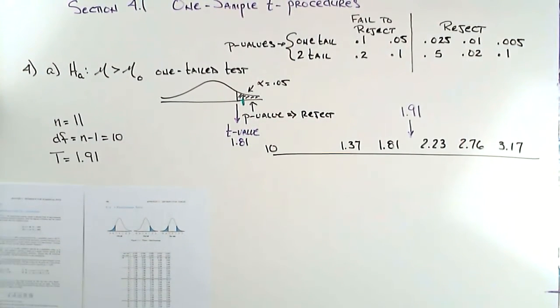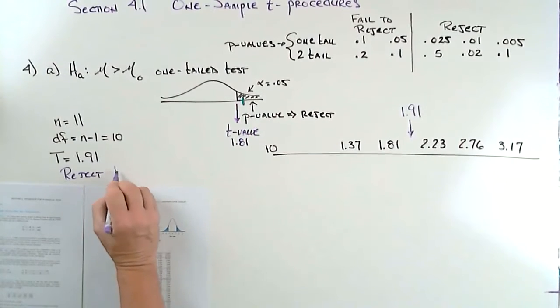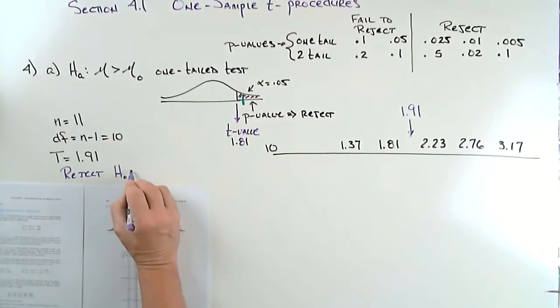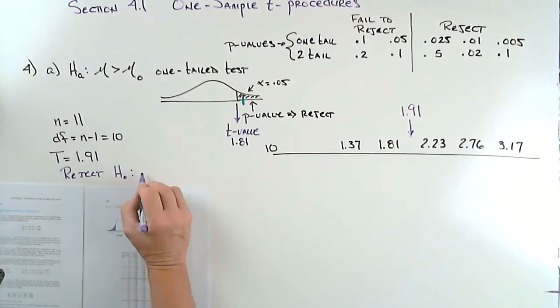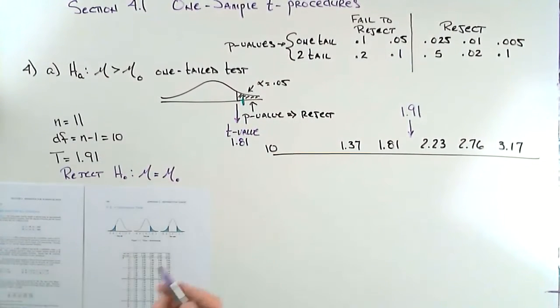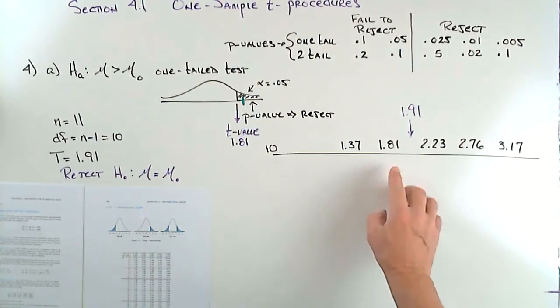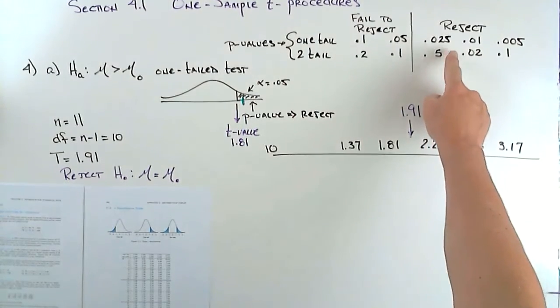So our conclusion here would be to reject H naught. And remember what our H naught would be: that mu is equal to some unknown value. So that's how we work backwards. We find where we fall between these numbers, and we use that to find our p-value at the top.